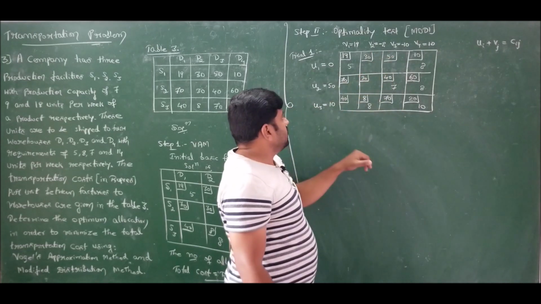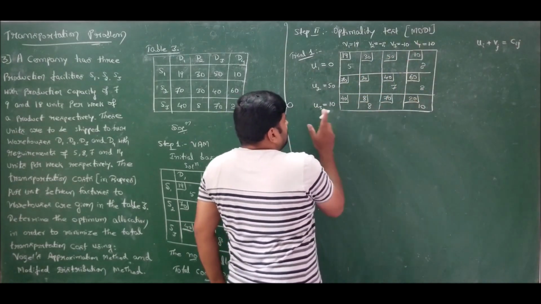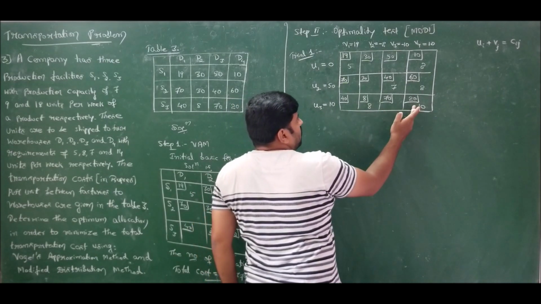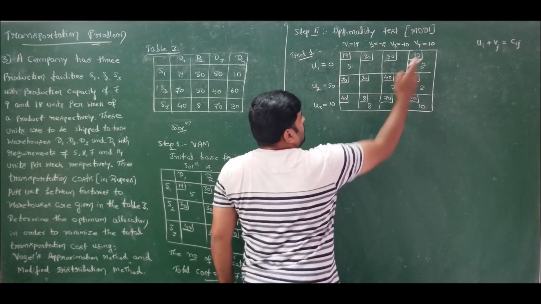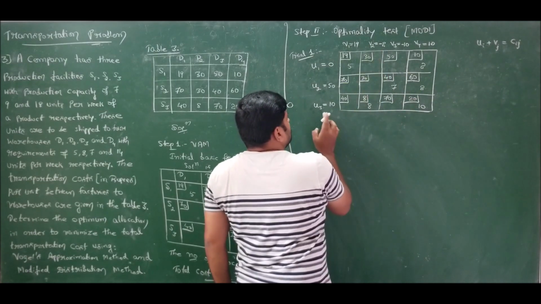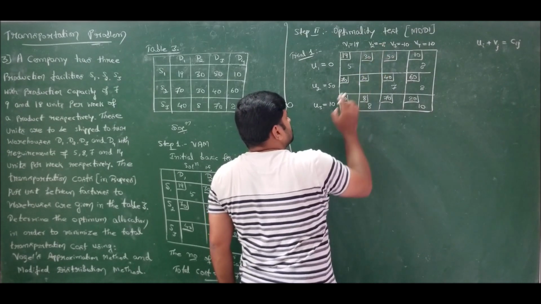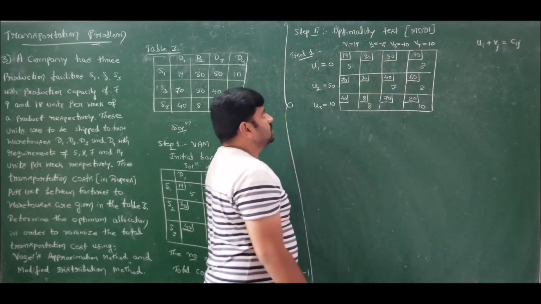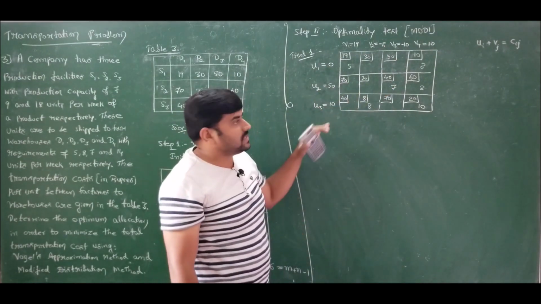Next using V3, I could not find anything, but using V4, I could find U3, right? Because we have allocation here, V4 is 10, therefore U3 should be 10. 10 plus 10 is 20. Next using U3, I found out V2 because we have allocation here, U3 is 10, so therefore V2 should be minus 2. 10 minus 2 is plus 8. So thereby I found out the values of U's and V's. So this is the first step.